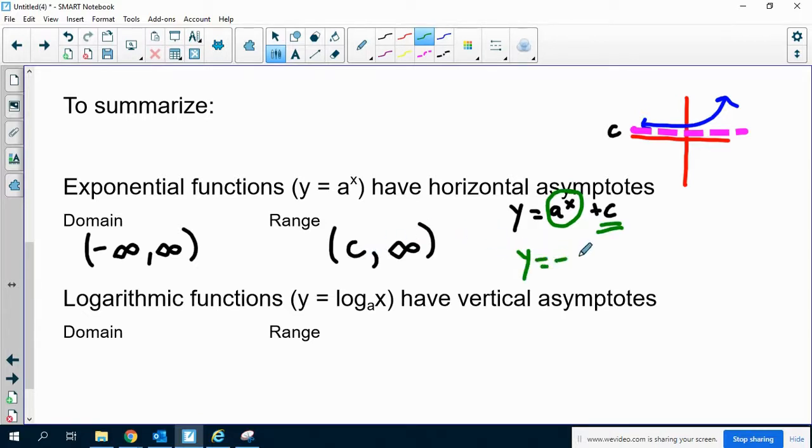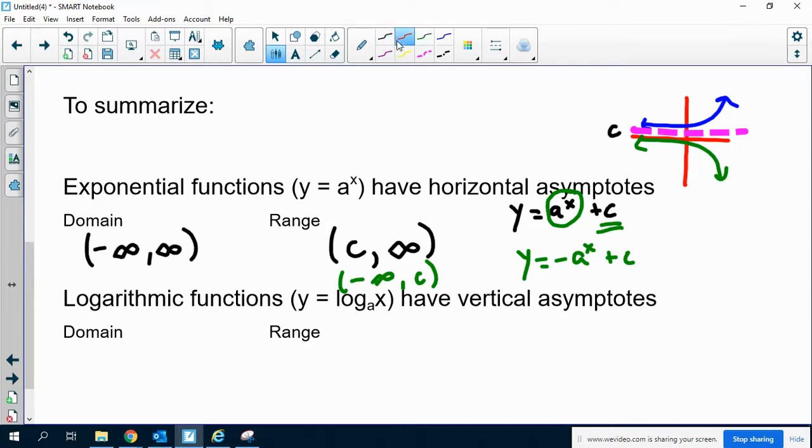What if I had y equals negative a to the x plus c? Well, in that case, my range would be negative infinity to c because my graph would be going in this direction and it would never cross c. So my range is going to be restricted in an exponential function, but my domain has no restrictions.